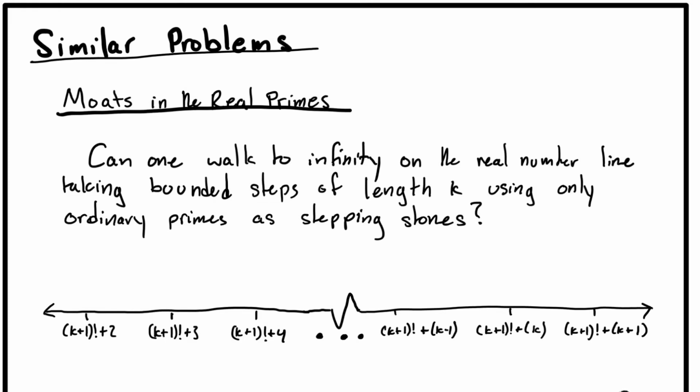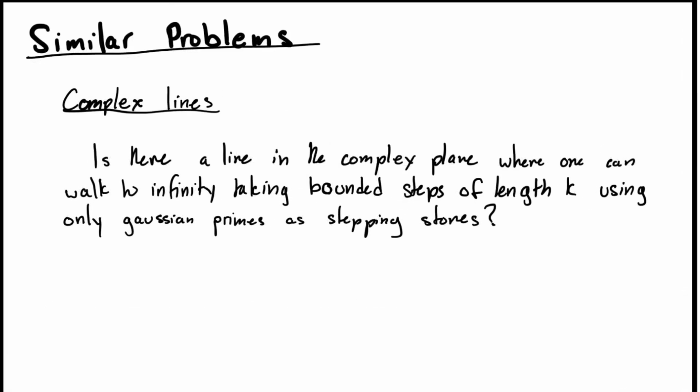Before we add in a whole other dimension, let's continue to look at lines, and let's consider the question: is there a line in the complex plane where one can walk to infinity on these bounded steps of length k, using only Gaussian primes as stepping stones? So is there a line in this plane where one might be able to walk to infinity?